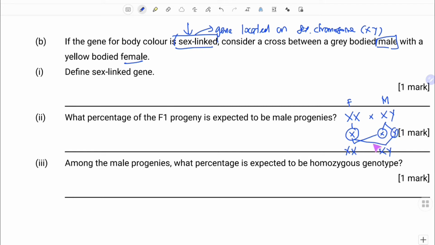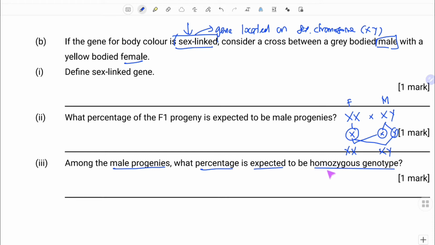So daripada cross ini kita nampak asalkan seorang perempuan kahwin dengan seorang lelaki, anak dia probability untuk menjadi perempuan sentiasa 50%, probability untuk menjadi lelaki pun sentiasa 50%. So maksudnya setiap kali dua orang individu itu kahwin, kebarangkalian untuk mendapat anak lelaki adalah sama dengan kebarangkalian untuk mendapatkan anak perempuan, iaitu semuanya 50-50. So soalan ni tanya what is the percentage untuk mendapat anak lelaki. Dia tak tanya pun jin apa, dia cuba just tanya jantina saja. So jantina dia adalah lelaki 50%, perempuan pun 50%. So next question, among the male progenies, what percentage of the expected percentage is expected to be homozygous genotype?